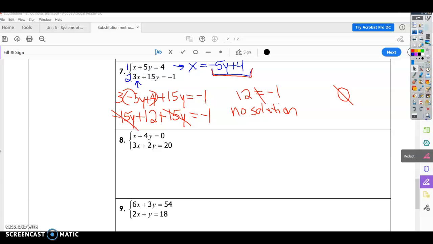So just remember, if you are solving one of these and you get a statement that is not true, that cannot be true, then it's going to be no solution. If you want to check yourself, you can go back to the two equations and find the slope of each equation and then make sure those slopes are equal, because equal slopes are parallel. And that means these two equations have no points in common.